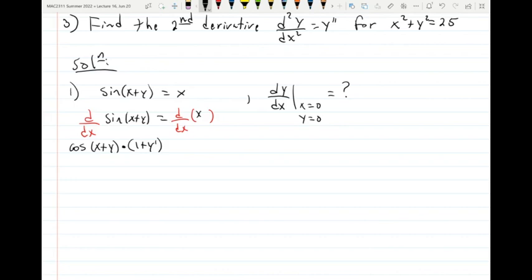Do you guys understand what's going on here? We have a composition. What's the outside function? Sine. What's the inside function? x plus y. So when you take the derivative, it's the derivative of the outside, cosine, plug in the inside, times the derivative of the inside. What's the derivative of the inside? 1 plus y prime. Do you understand this? Equals, what's the derivative of the right-hand side? 1. Okay.